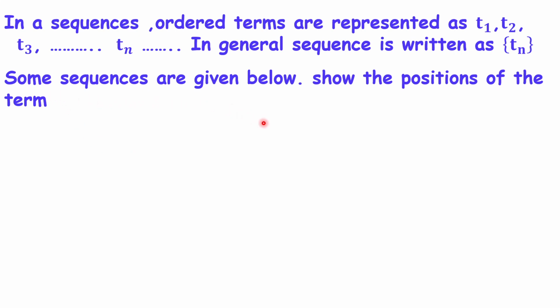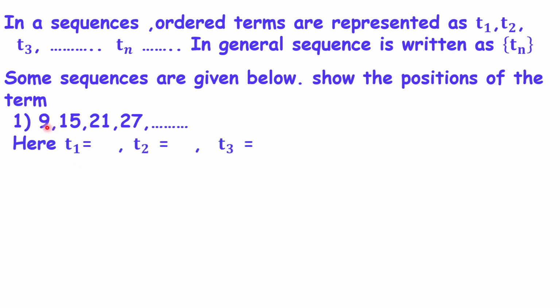Some sequences are given below. Show the position of the terms: 9, 15, 21, 27, and so on. Here, the first term is equal to 9. T2 is nothing but the second number. Here the second number is how much? 15. Therefore, T2 is equal to 15. Here the third number is 21. Therefore, T3 is equal to 21. And T4 is equal to how much?